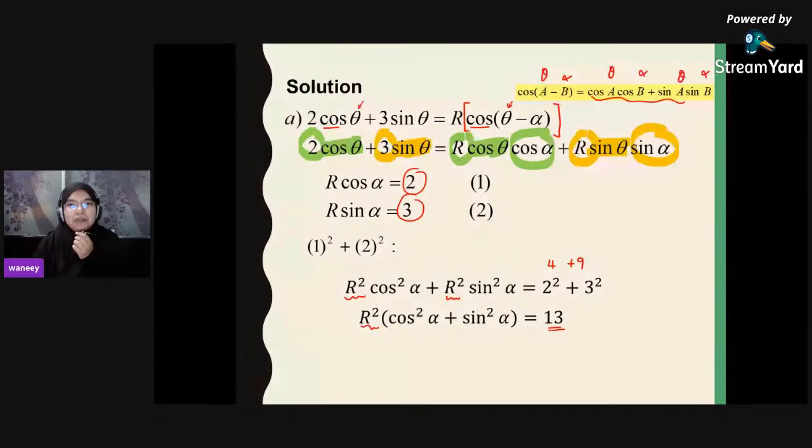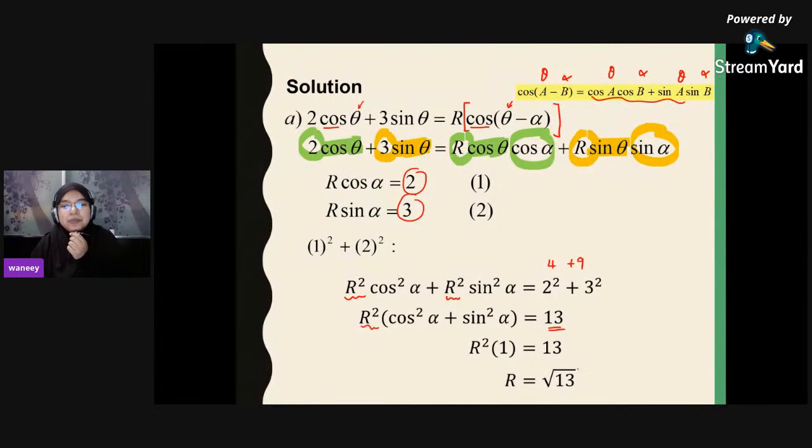And then cos square alpha plus sin square alpha, that is simply a Pythagorean identity. So cos square plus sin square is simply equal to 1. So we got r square multiplied with 1 equal to 13. And then in order to calculate the value of r, we simply need to apply the square root on both sides. So r is simply the square root of 13.